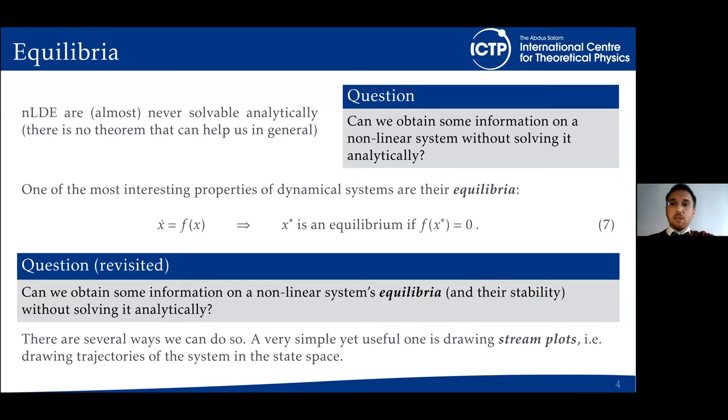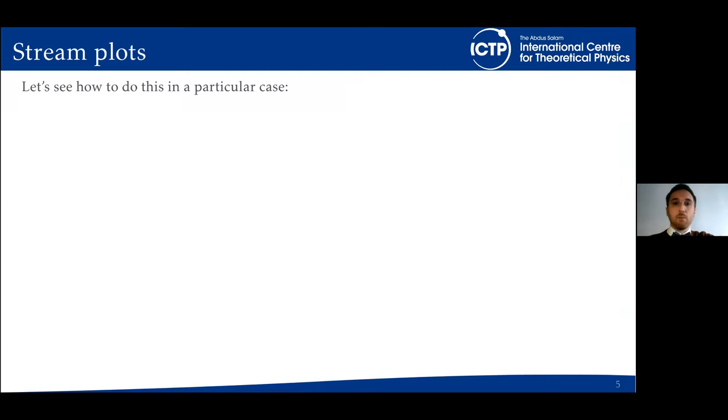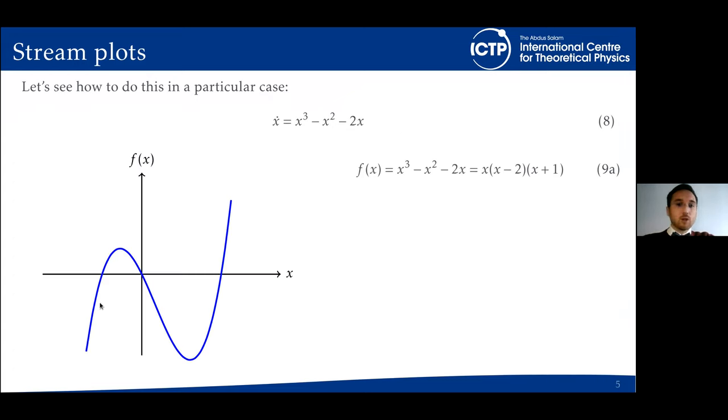Now, I think the easiest way to understand how stream plots work is to see how they are done practically. So let's start with a simple example. Assume we are given this differential equation, which is of course nonlinear, because this function here is a simple cubic function. So let's draw it. This function basically looks like this. And we can also factorize the expression in this way. So we can see very easily that the system has three equilibria in this case, which are the three points where this function is equal to zero. In particular, in this case, they are -1, 0, and 2.